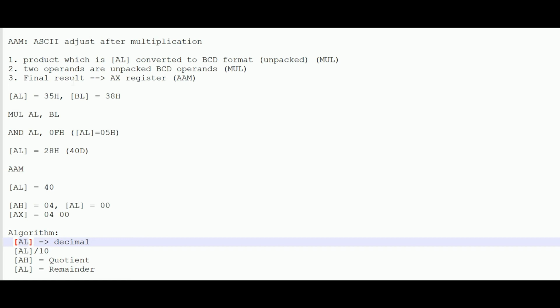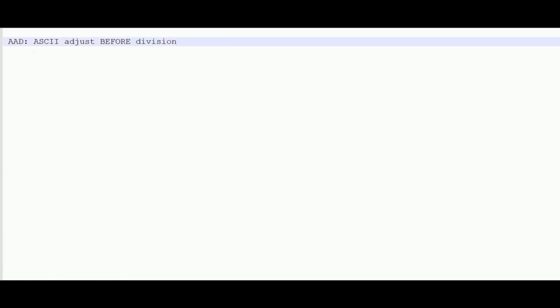Now let us move to the next instruction, which is AAD. As you can see, the instruction AAD stands for ASCII adjust before division. I've written "before" in capital because the previous instructions were ASCII adjust after addition, after subtraction, or after multiplication. But in the case of division, it is before division. Let me give an example.